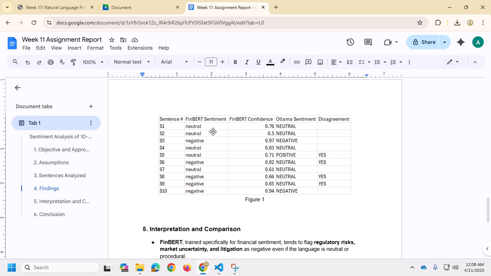For the first sentence that we saw, FinBERT says that it is neutral, with a confidence of 0.76. Sentence 4 is neutral again with 0.83. And a few negatives over here. You can see that 8, 9, and 10, we actually went through those. They are negative as well. Compared to that, the Ollama sentiment has a lot more neutral findings than the FinBERT sentiment. It has a few positives as well. And we have disagreements in four sentences: sentence number 5, 6, 8, and 9.